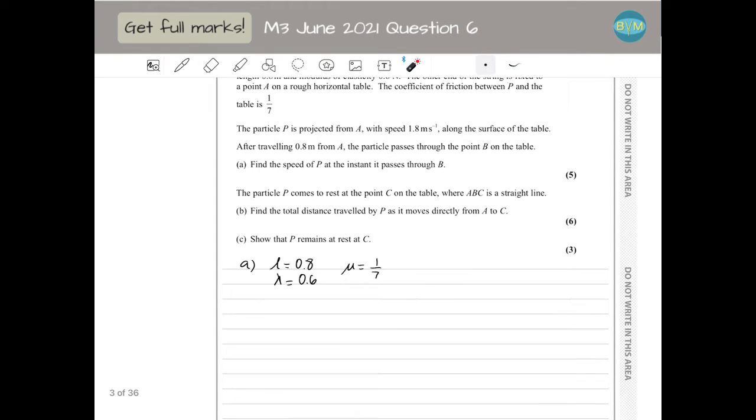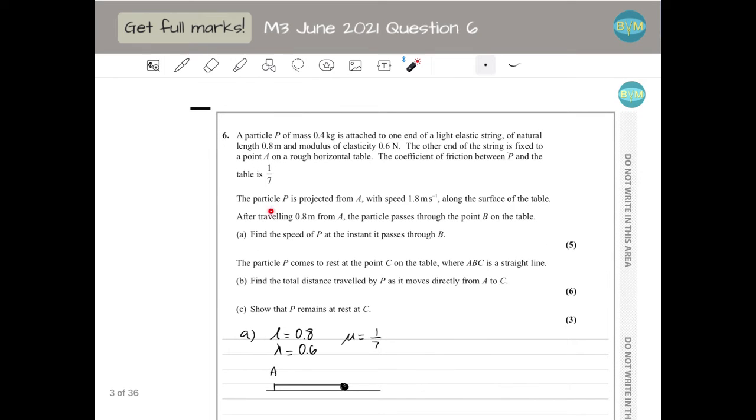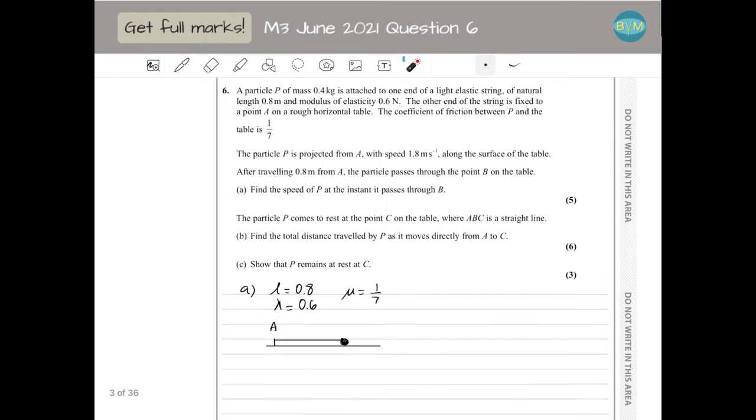So let's do quickly a sketch to see what we have. We have a horizontal table, we have a point A, we have a string, and we have a particle P here, touching the surface. We have some friction. At the beginning, it says particle P is projected from A. So at the beginning, my particle is here with the speed 1.8 along the surface of the table.